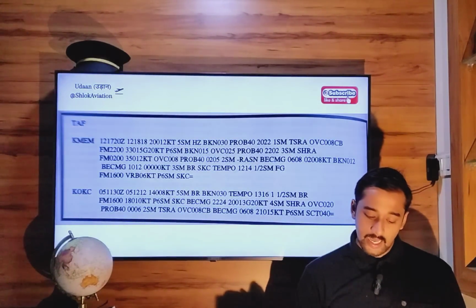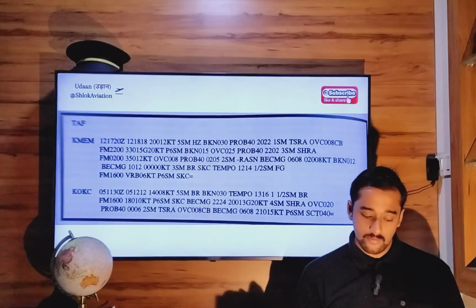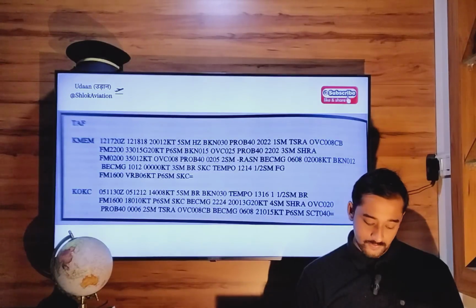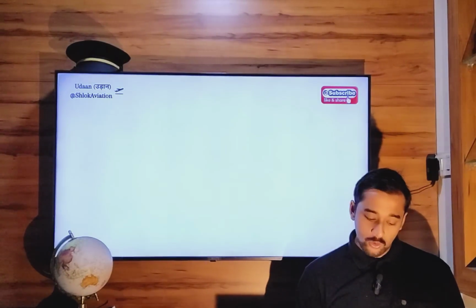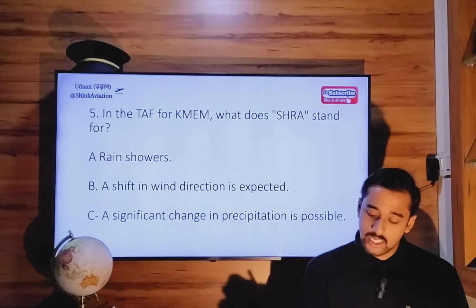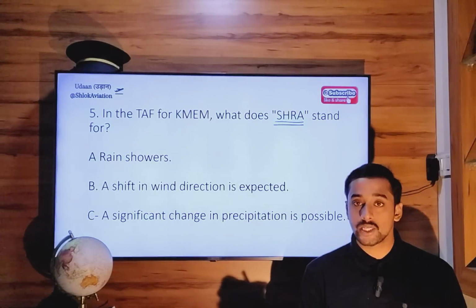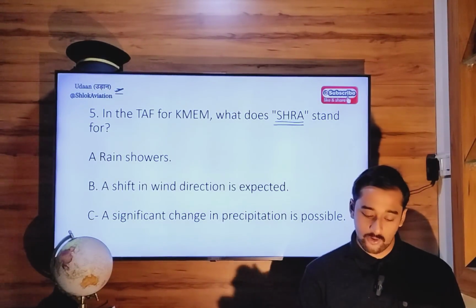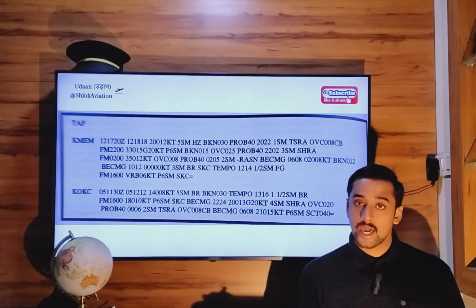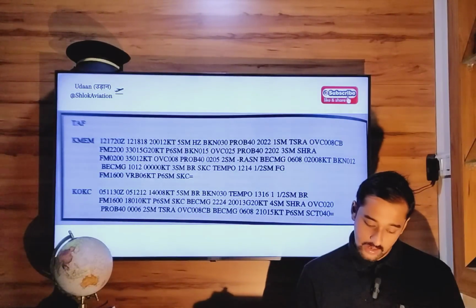Okay, so option C is the right definition. Next, now here they have given you an example of a TAF, Terminal Aerodrome Forecast, at a particular airport in the United States. And there are two questions based on this TAF. Question number one, what does SHRA, that is Sierra Hotel Romeo Alpha, stand for? So let's read this TAF for Kilo Mike Echo Mike. Okay.